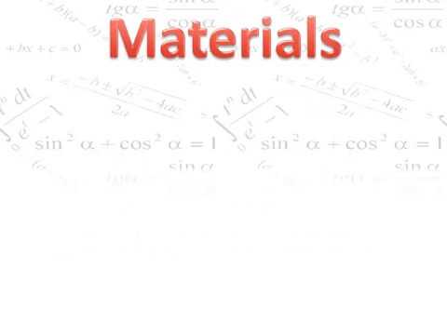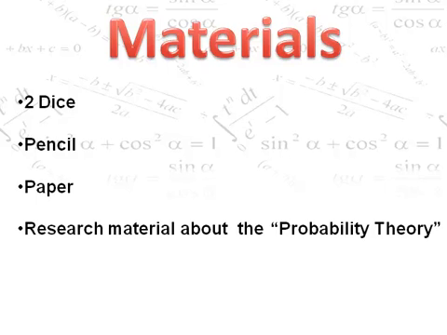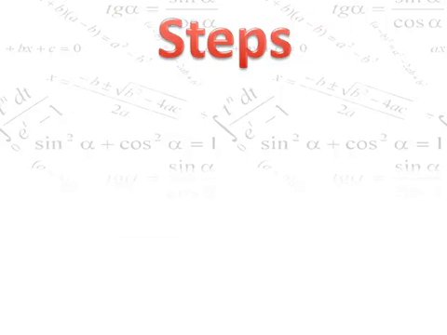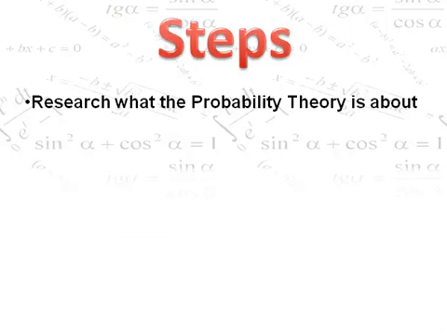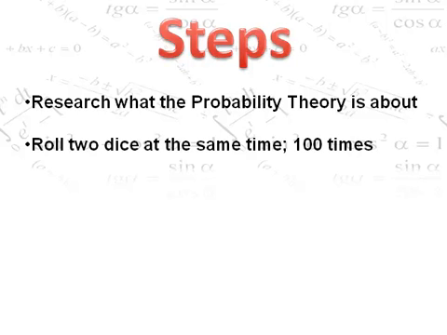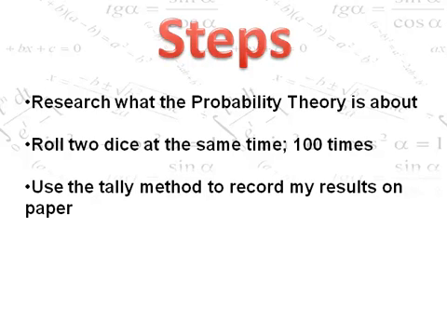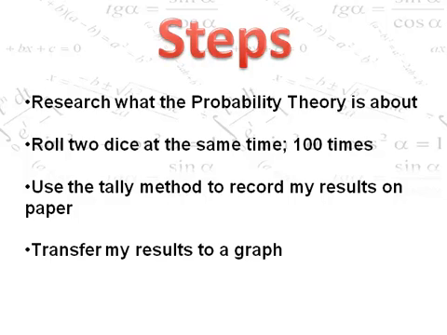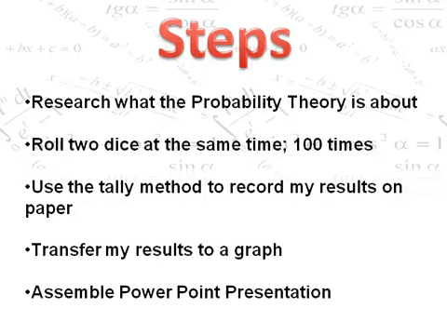The materials needed for my project include 2 dice, a pencil, paper, research materials about the probability theory, and a graph. The steps for my project include: research what the probability theory is about. Roll 2 dice at the same time 100 times. Use the tally method to record my results on a paper. Transfer my results to a graph.